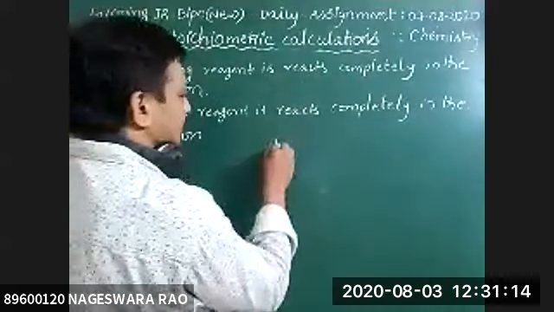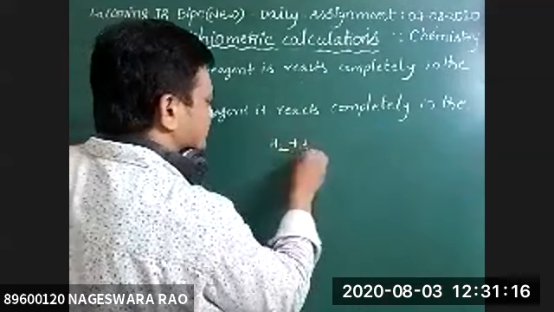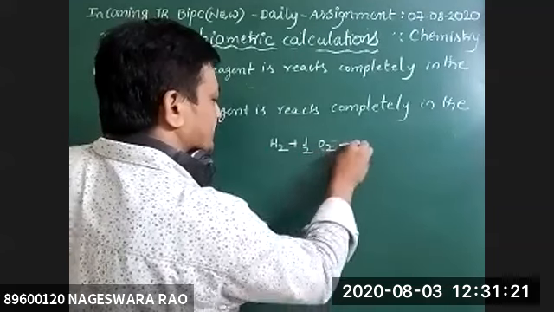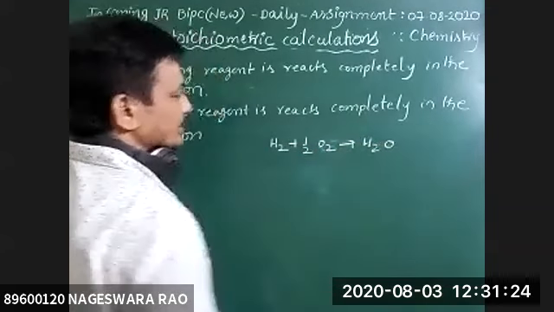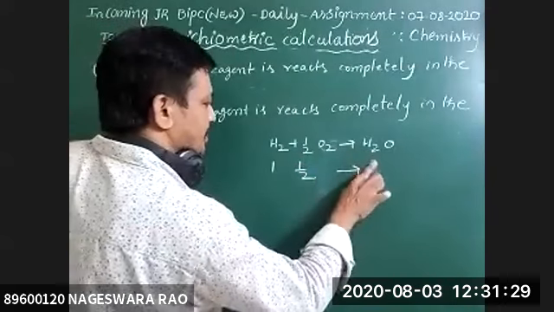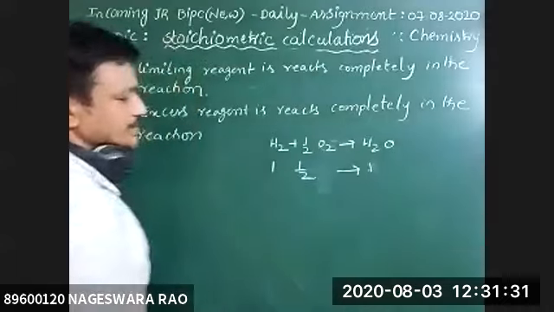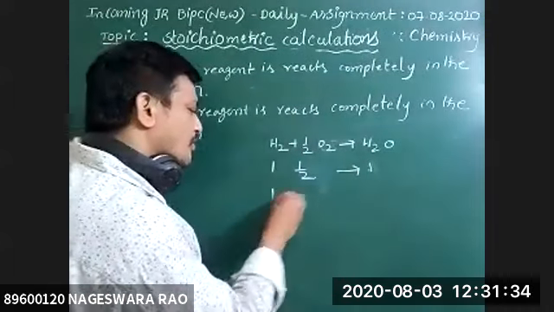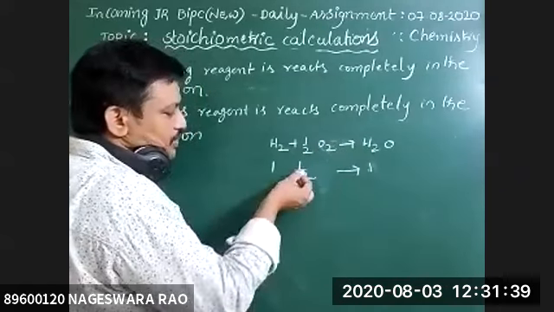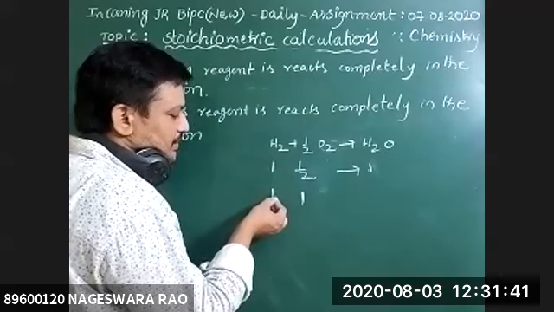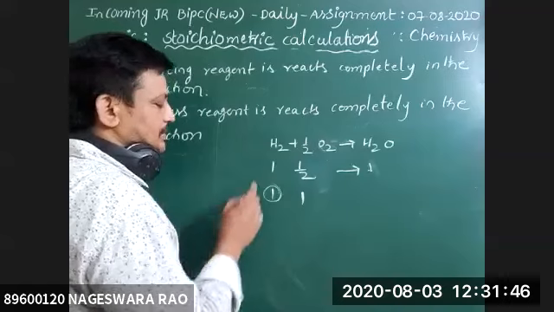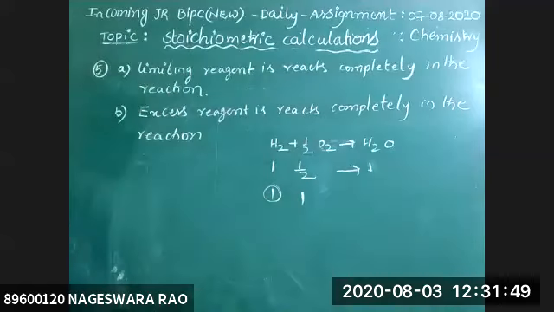For example, H2 plus O2 gives rise to H2O. According to the balanced equation, 1 mole of water is formed here. Half a mole of oxygen is needed for 1 mole of hydrogen. So when compared to O2, here hydrogen is very less. So this is the limiting reagent.